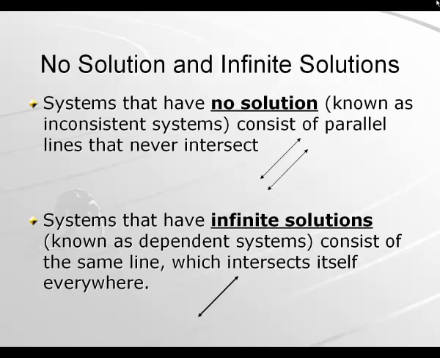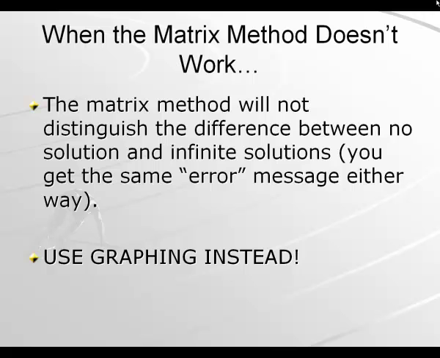Infinite solutions means that the lines are really the same line graphed on top of itself and it's intersecting itself everywhere. When a matrix doesn't work, that means that you have no solution or infinite solutions, and you're going to get the same error message. Instead, you have to use the graphing method to see if your lines are parallel or if they are really the same line sitting on top of itself and intersecting everywhere, meaning infinite.